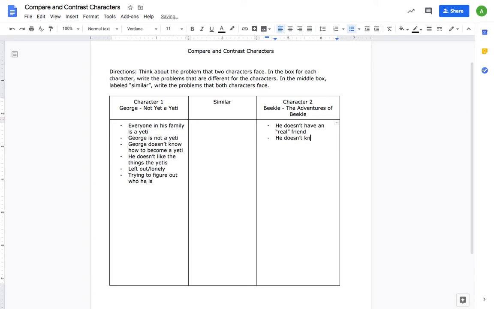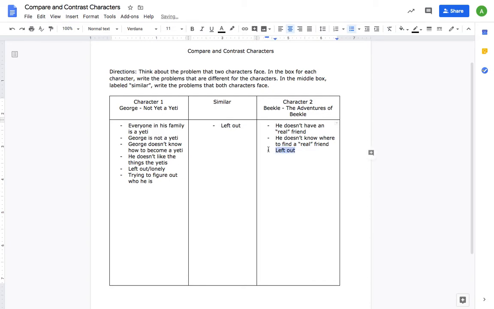He doesn't know where to find a real friend. He kind of feels left out because in the story, when he's walking around, you can see that no one's really paying attention to him. This is something that both Beakley and George have in common. So instead of keeping it here, I'm going to move it right into this similar section. Both of the characters feel left out.